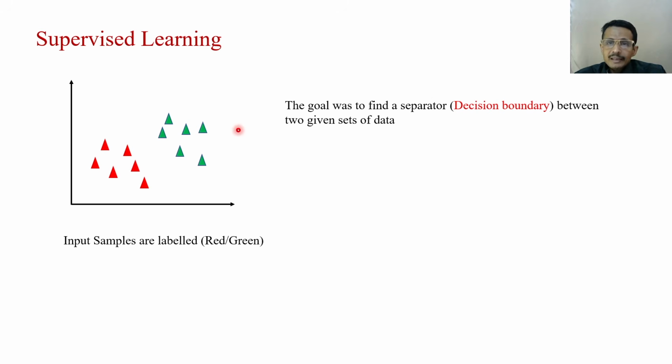So in supervised learning, what is the basic goal? To find a separator, a decision boundary between two given sets of data. In this case it is a very easy example. The data is linearly separable, so we can get this line. The input samples are labeled red and green, and we have to find the separator. That is the main idea.